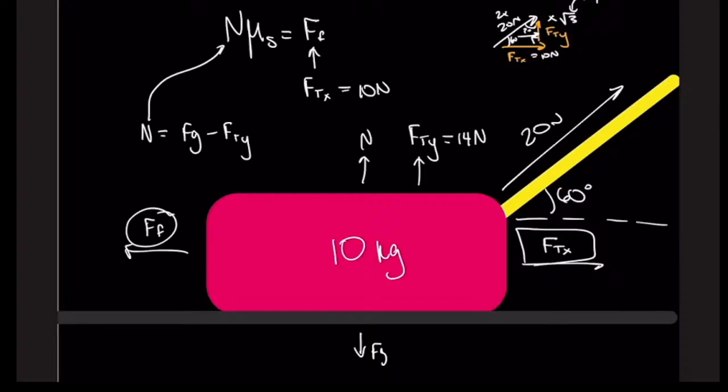Fantastic. So now we have this, right? So now we have this guy right here. So we'll be able to plug in 14 newtons. How do we find Fg? Well, that's just equal to mass times acceleration. The mass is 10. The acceleration is gravity, which is also 10. So this is 100. So now we're going to come in here and we're going to put in 100 newtons.